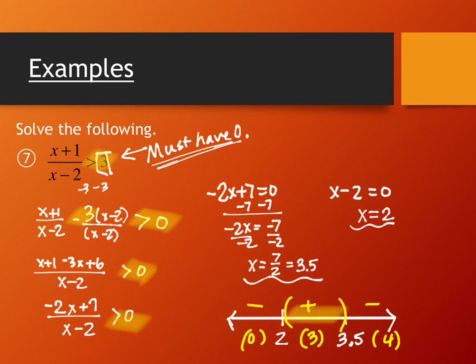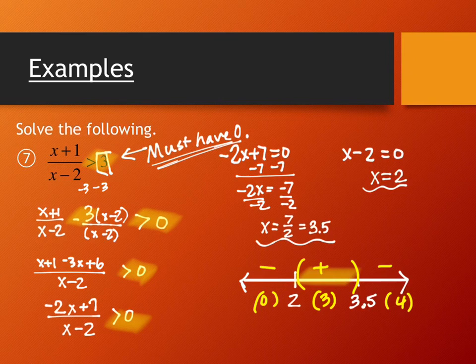Let me shift this up. And my solution would be from 2 to 3.5, or 7/2, if you want to write it that way. That's not an ordered pair. That is a solution set with an interval on this one. Any questions on that one? All right.